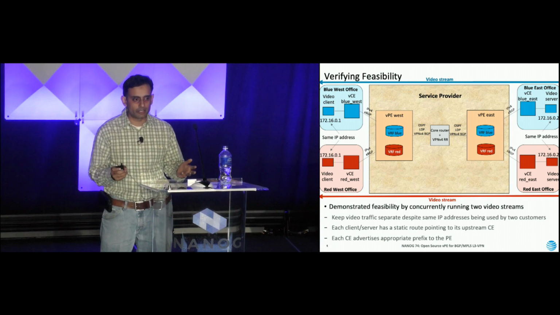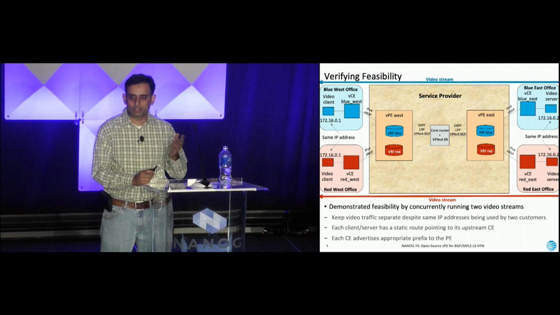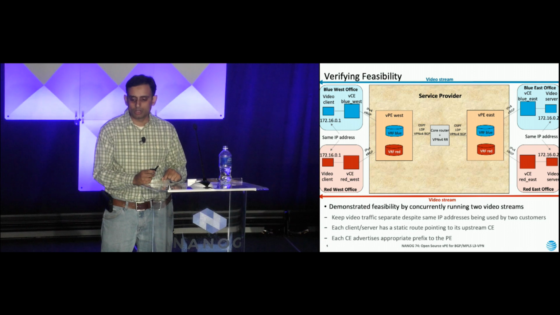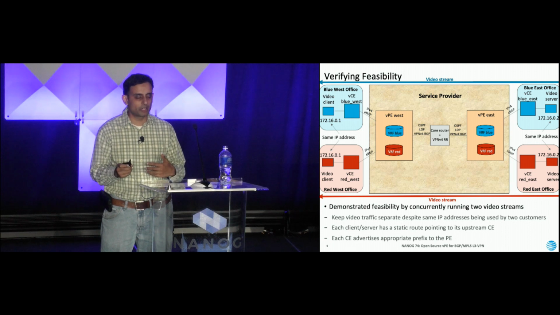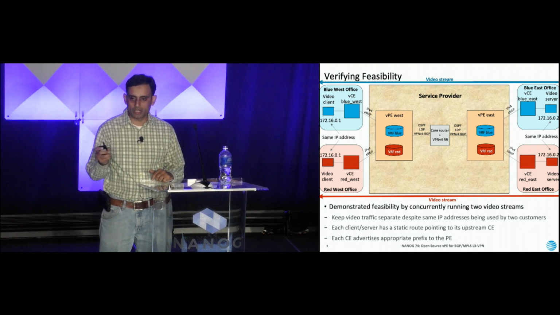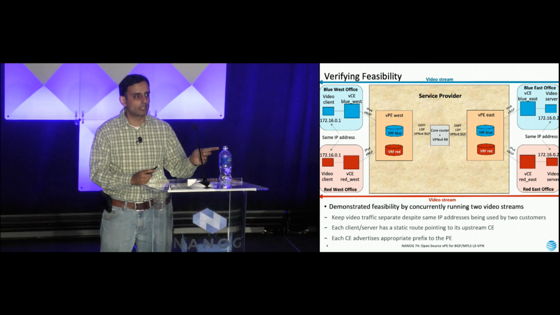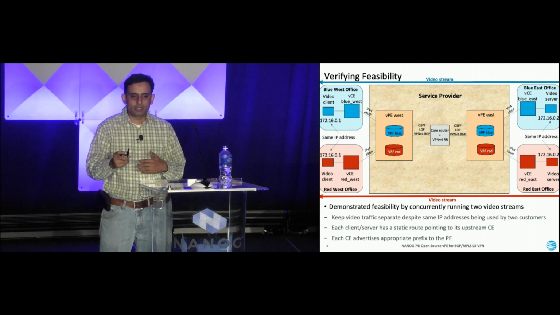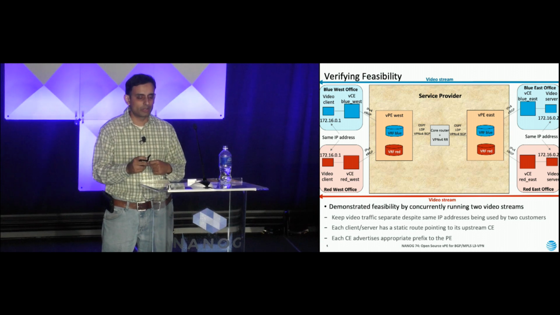Now this service provider in this testbed provides connectivity to 2 customers, blue and red, and each customer has 2 sites, on the west and on the east. So you can see that VPE West is connected to west offices of both the customers, and similarly VPE East is connected to the east offices of the 2 customers. With this setup, in order to verify feasibility, we run a video stream for each customer from its video server on the right all the way down to its video client on the left, and similarly we do the same thing for the red customer. So these video streams are run concurrently when we do our verification.